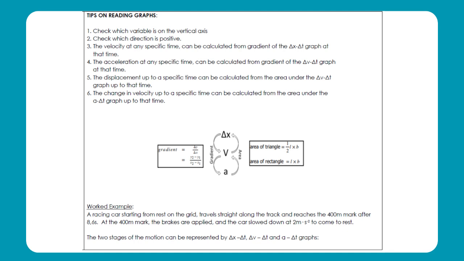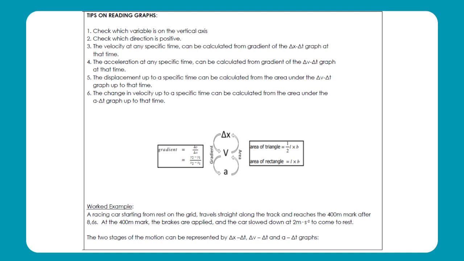5. The displacement up to a specific time can be calculated from the area under the Δv–Δt graph up to that time. 6. The change in velocity up to a specific time can be calculated from the area under the a–Δt graph up to that time.